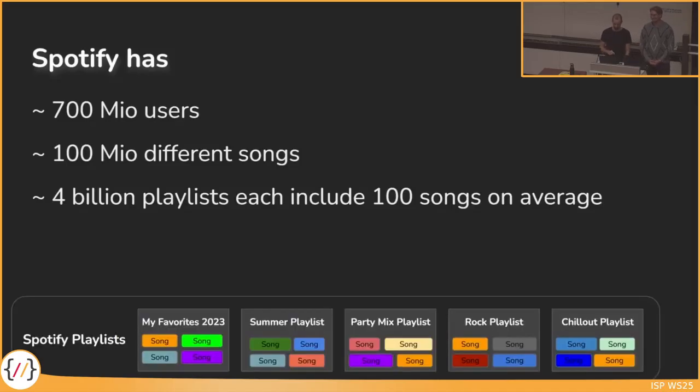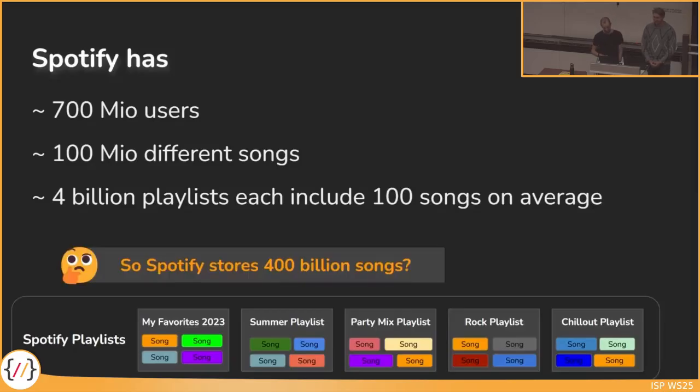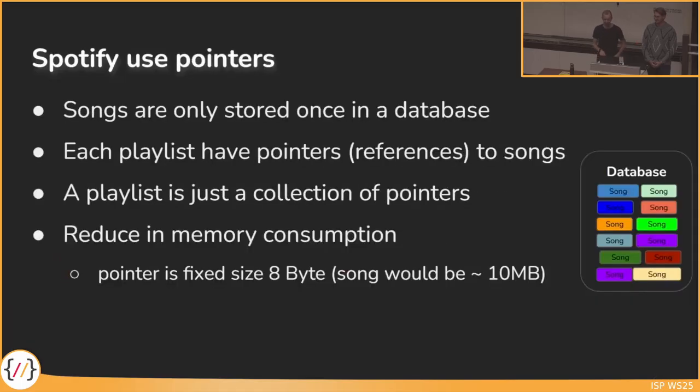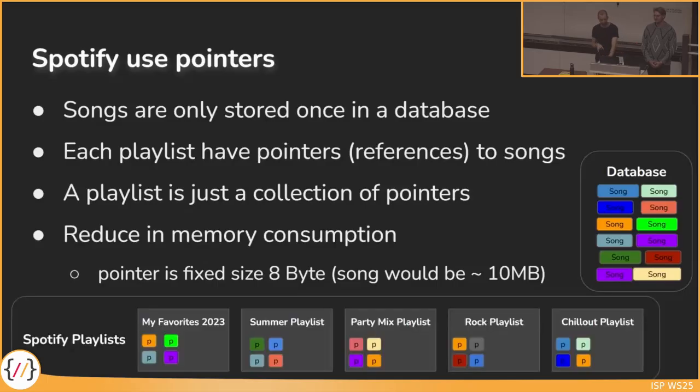So let's say we have here our playlists, and in each of these 4 billion playlists, there are 100 songs stored. That would be a lot of memory consumption. So, does Spotify really store these 400 billion songs? No, of course not. What they do is they have one database with every song once inside. And each playlist, so here are my playlists again, just has a pointer to the song.